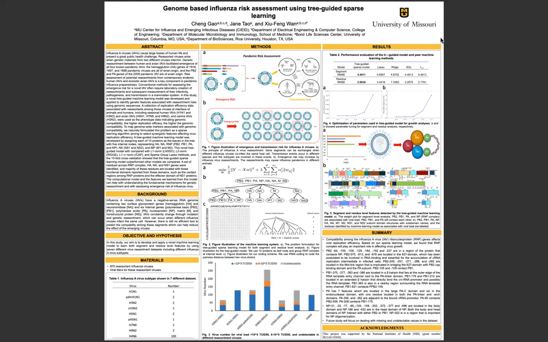Risk assessment of potential reassortments from contemporary endemic human influenza A viruses and zoonotic avian influenza A viruses is a key component in pandemic influenza preparedness. Conventional methods for assessing the emergence risk for novel influenza A virus often require laboratory creation of reassortments and subsequent measurement of their infectivity, pathogenesis, and transmission in a mammalian system.